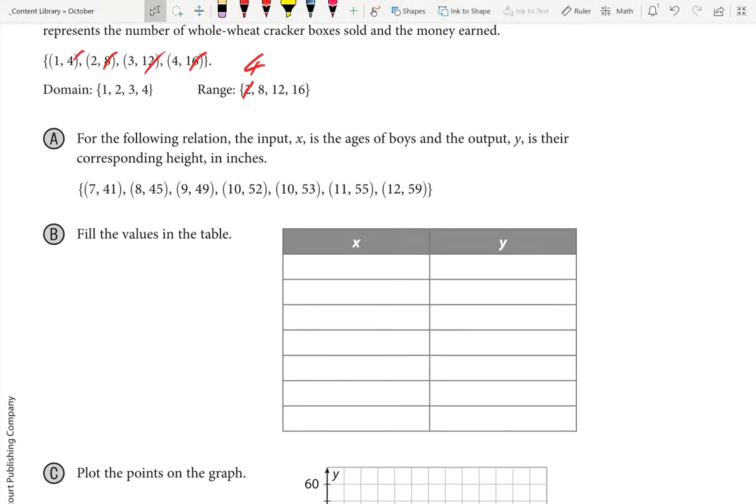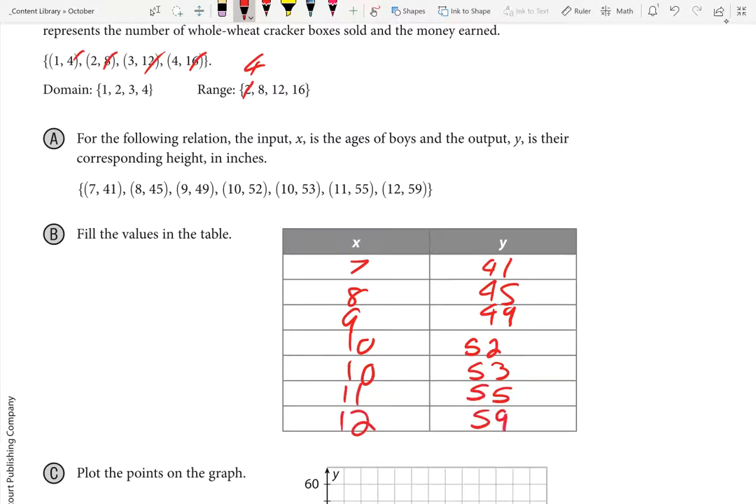For the following relation, the input x is the ages of boys and the output y is their corresponding height in inches. So the x values here represent the age and the y values represent the height. For a 7-year-old, he was 41 inches tall. An 8-year-old was 45 inches tall. I'm reading these numbers right here. A 9-year-old was 49 inches tall. A 10-year-old was 52 inches tall. Another 10-year-old was 53 inches tall. An 11-year-old was 55 inches tall. And a 12-year-old was 59 inches tall.